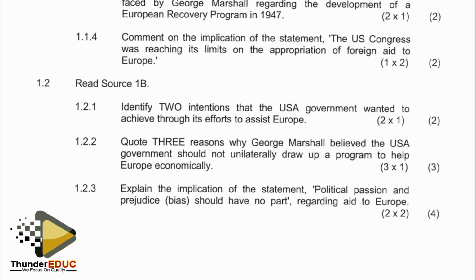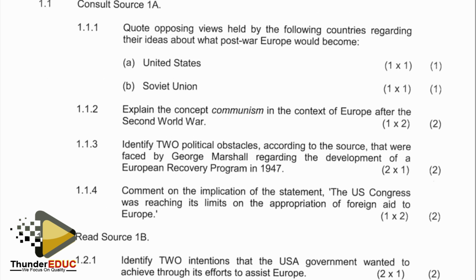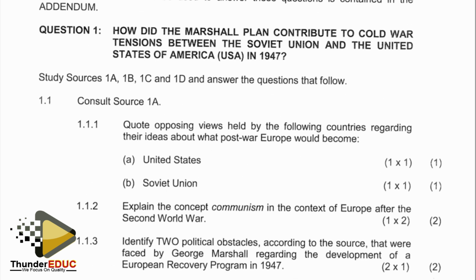You need to give 2 different responses answering the question, and not repeat the same response in other words. There are instances whereby learners tend to repeat the same response, but they present it differently. The same idea is presented differently, then they want to get 4 marks, hoping that they have given 2 responses. That will be a repetition. It means you will only get a maximum of 2 marks because you have repeated the same fact. That is part of the skills that you should have when you're answering source-based questions.